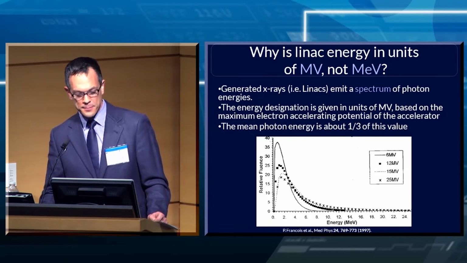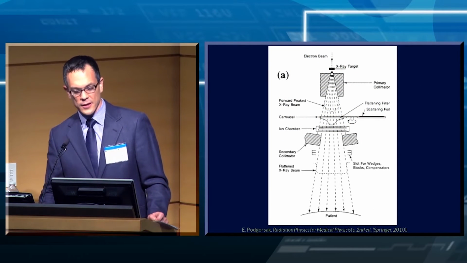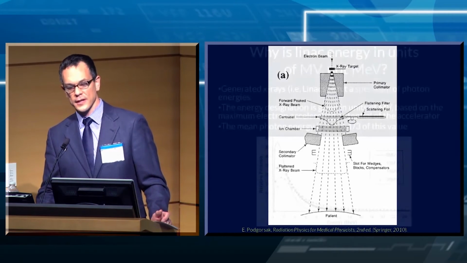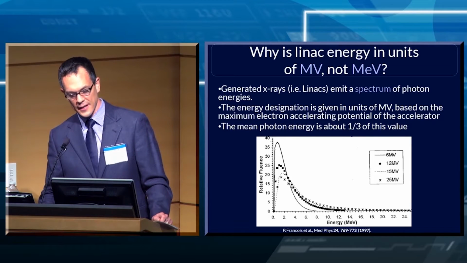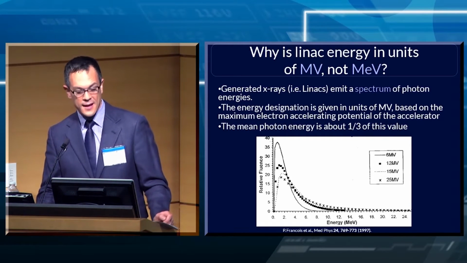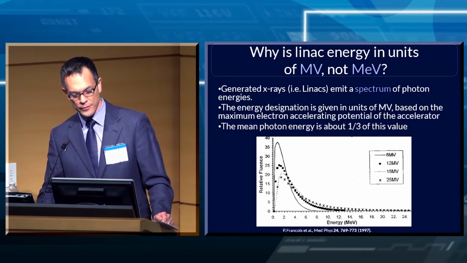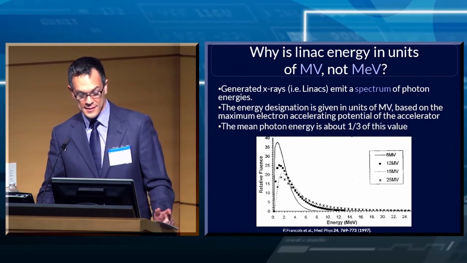So one thing that's important to remember, to back up a minute, is that when the electrons hit an X-ray target and they have Bremsstrahlung interactions, the photons that get created are all different sorts of energies. So you get an actual spectrum of energy out of the LINAC. And so that's why they started naming them in units of MV, not MeV. So a 6 MV LINAC has a maximum potential energy of 6 MeV photons, but in fact, the mean photon energy is about 1/3 of that, and you can kind of see that here, where here's the 6 MV curve, and the mean is somewhere over here.